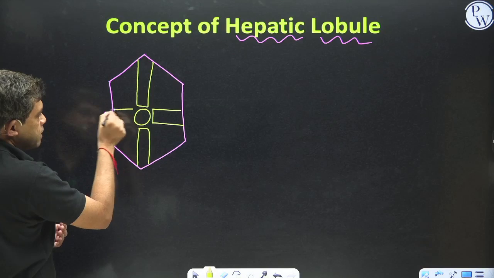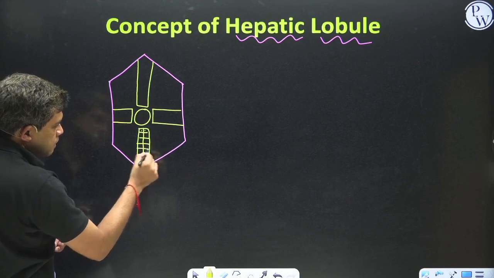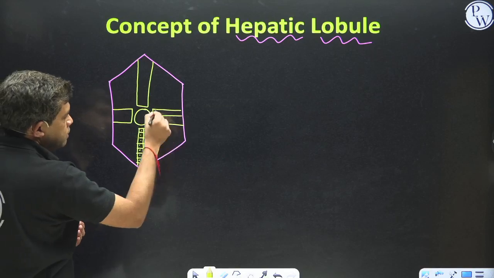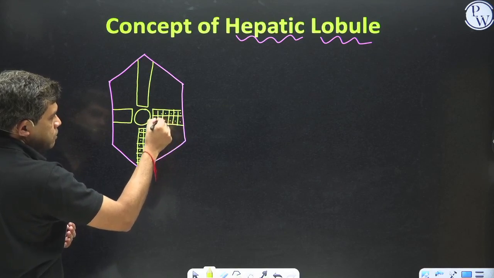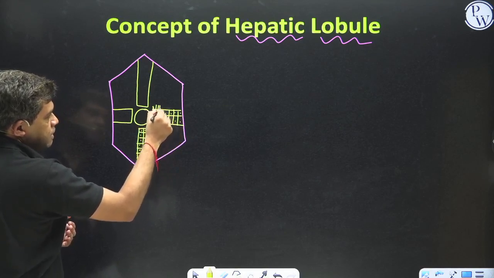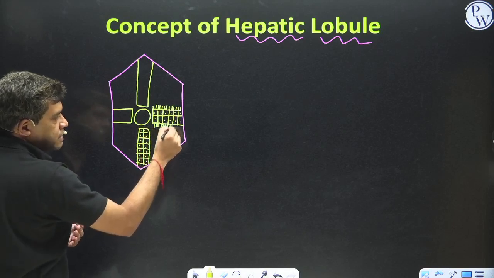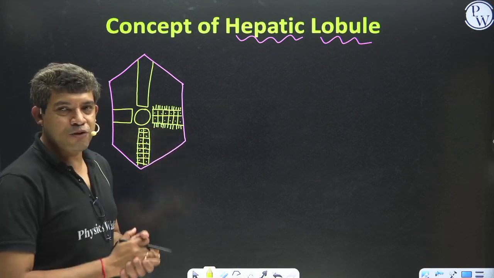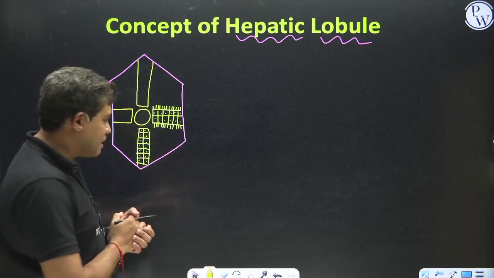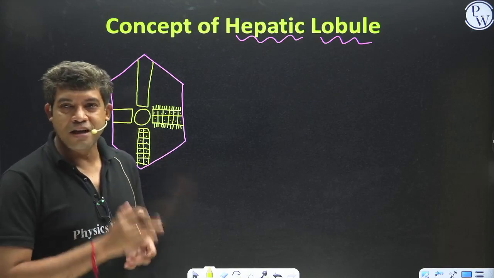Say these are the nuclei of the cells. So these are the hepatocytes or the hepatic cells. These are all arranged in parallel sections, and they are associated with microvilli, whose basic function is to increase the surface area of absorption. So this is the hepatic lobule. It looks like a hexagon, and this is the structural as well as the functional unit of the liver.